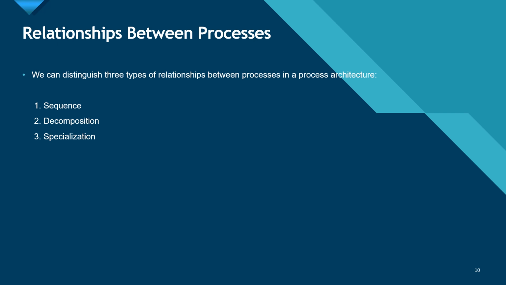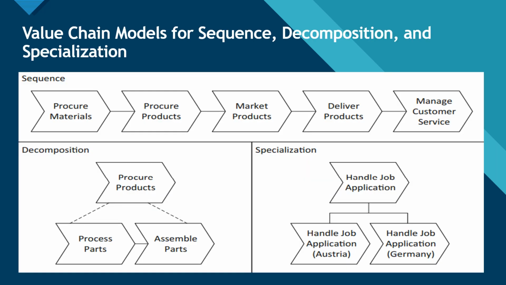So: sequence, decomposition, and specialization. You can see again a value chain model for sequence, decomposition, and specialization. Sequence follows steps like procure materials, procure products, market products, deliver products, and manage customer service. And then the decomposition and specialization. You can see the dotted line between procure products, process parts, and assemble parts. These all are interconnected. And specialization: handle job application in different countries like Austria and Germany. This is the specialization.